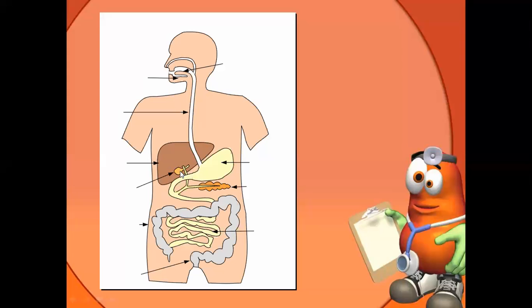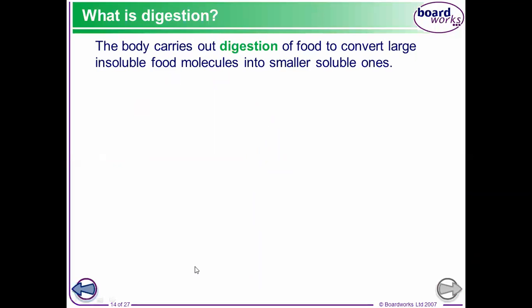Liver. And the balloon-like bladder. And this is? Stomach. Pancreas. Small intestine. Large intestine. Rectum. And anus. Excellent. The body carries out digestion of food to convert the largely insoluble food molecules into smaller soluble ones.